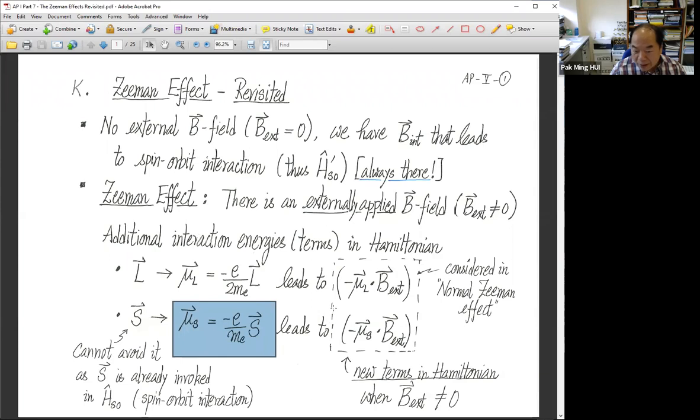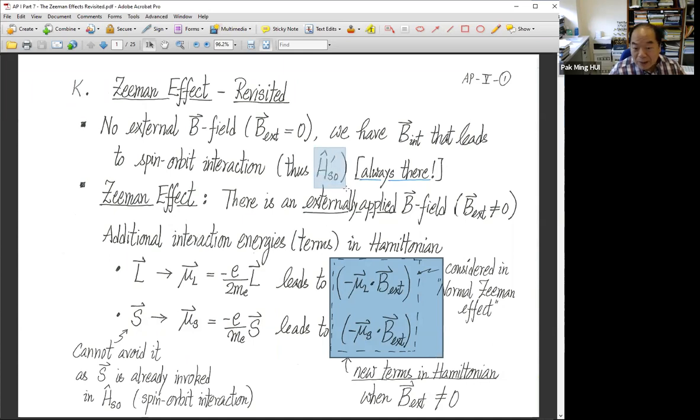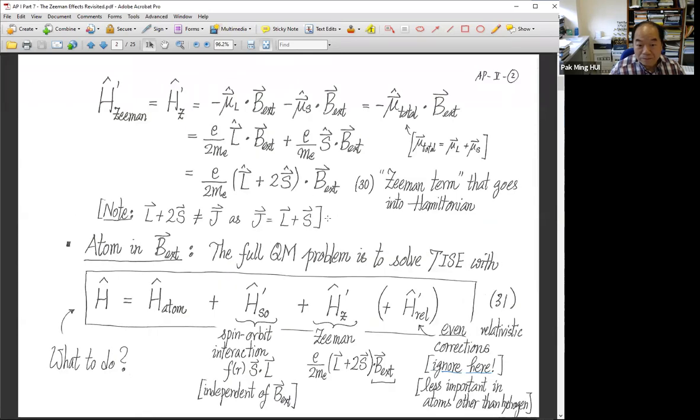Therefore, we will expect the external field will also interact with the spin magnetic dipole moment. Therefore, there will be these two additional terms included into the Hamiltonian, as well as the spin-orbit interaction. So the physics becomes very rich.